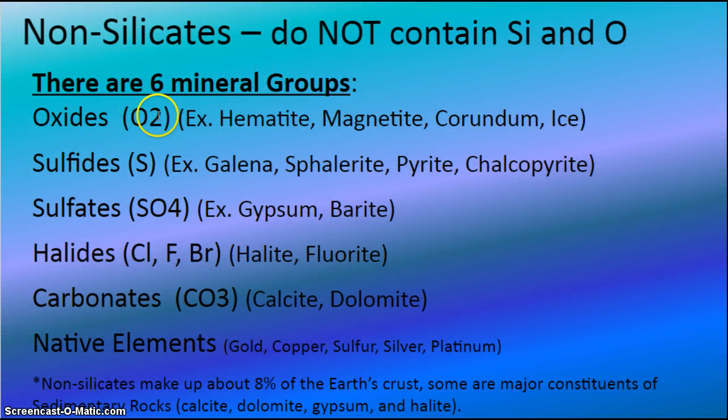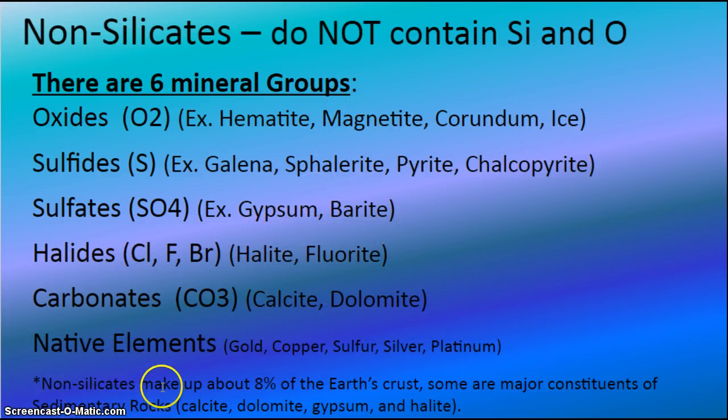And lastly, non-silicates. We've got oxide groups. These have O2 subgroups. Sulfides are just sulfur compounds. Sulfates are SO4 groups. Halides, chlorine, fluoride, or bromine. I have carbonates, which are a CO3 group, and native elements. These are just elements in their native state. So these are examples that you can take a look at.